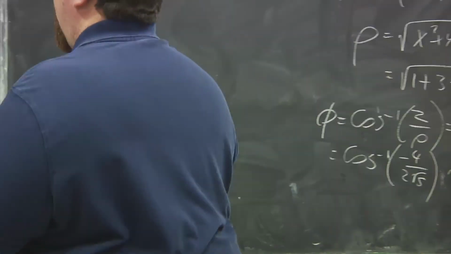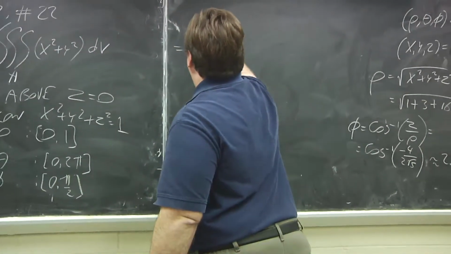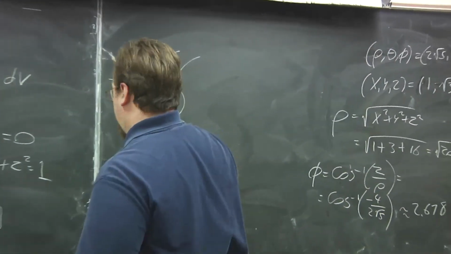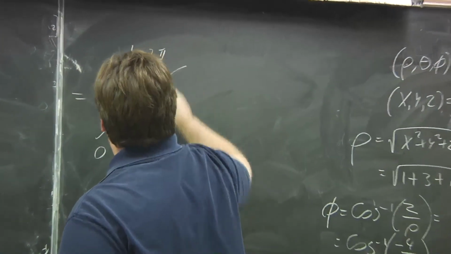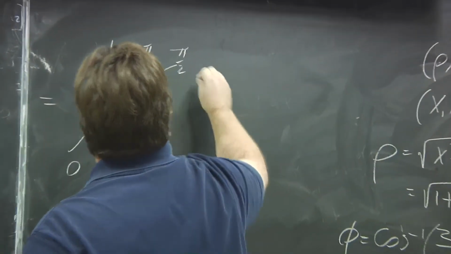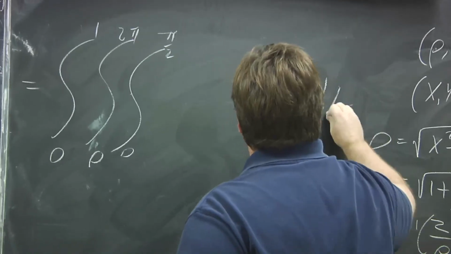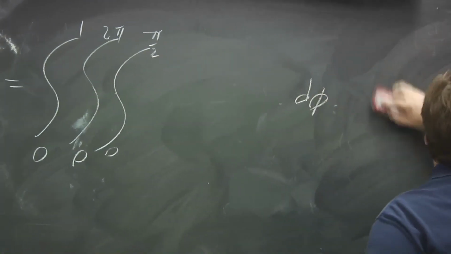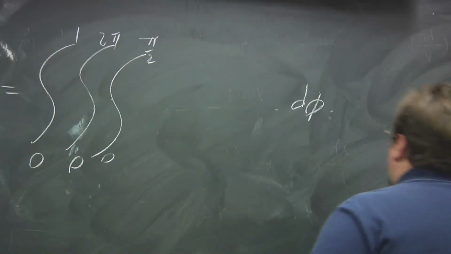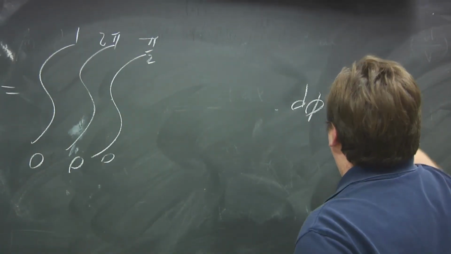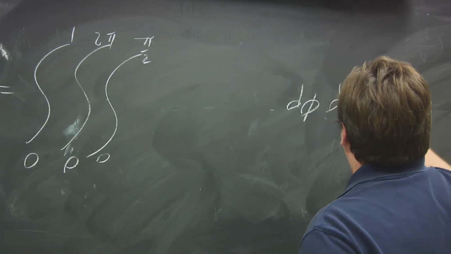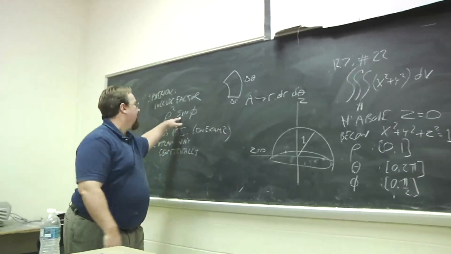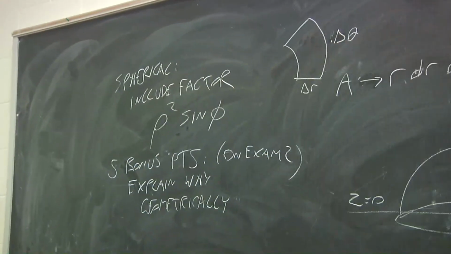Now, as far as writing the integral, we'll have 0 to 1 for rho, 0 to 2 pi for theta, 0 to pi over 2 for phi. So at least some room here for the integrand. We just have to figure that out. Then d phi, d theta, d rho. First we need our extra factor, rho squared sine phi. So let's just put that in there right off the bat.